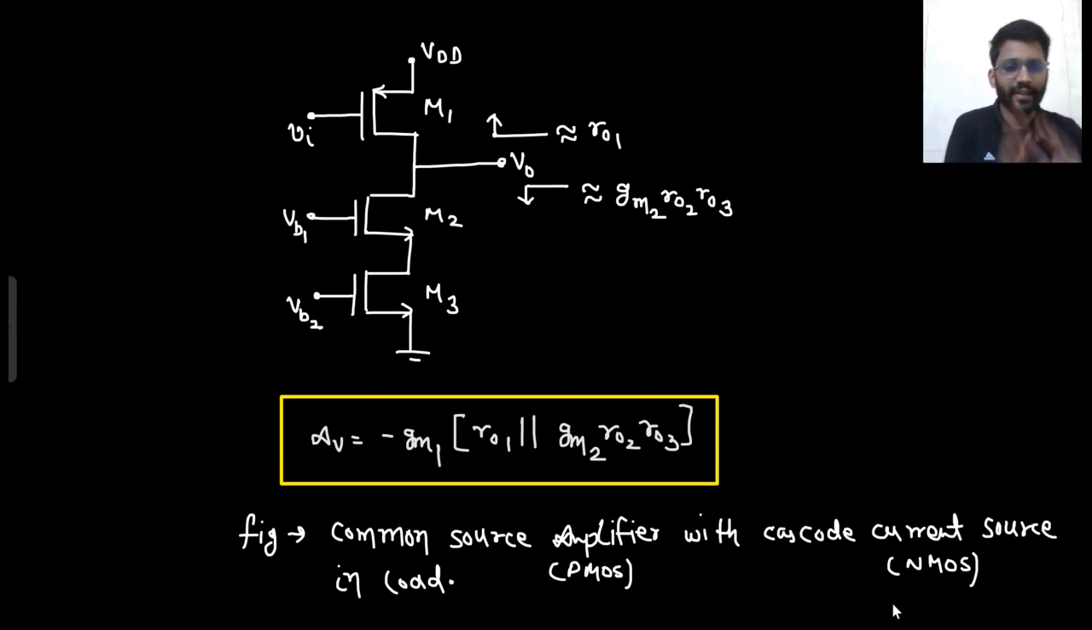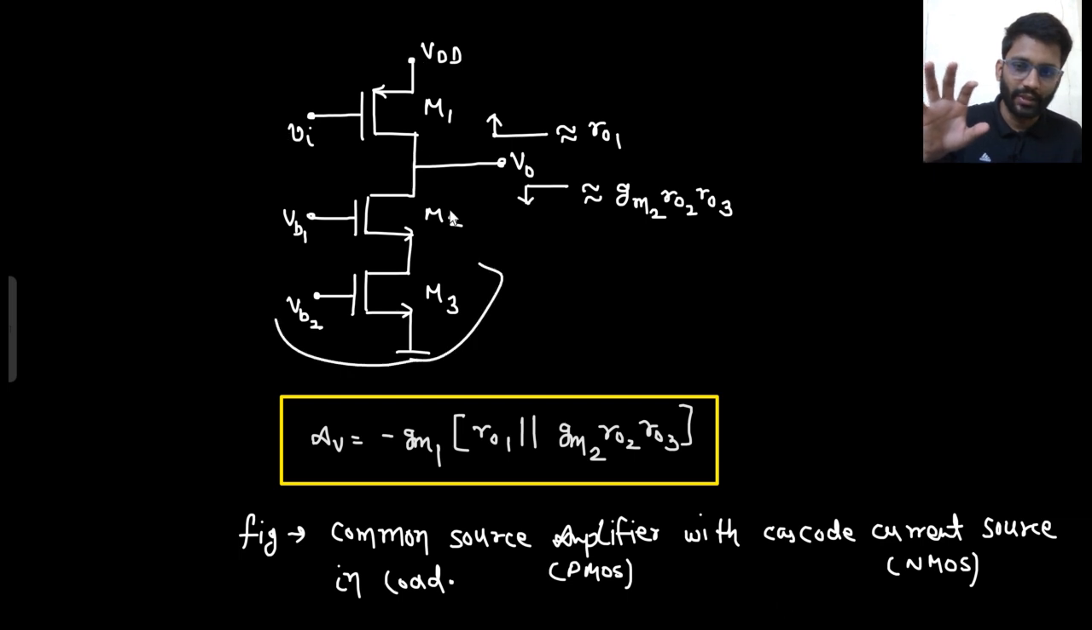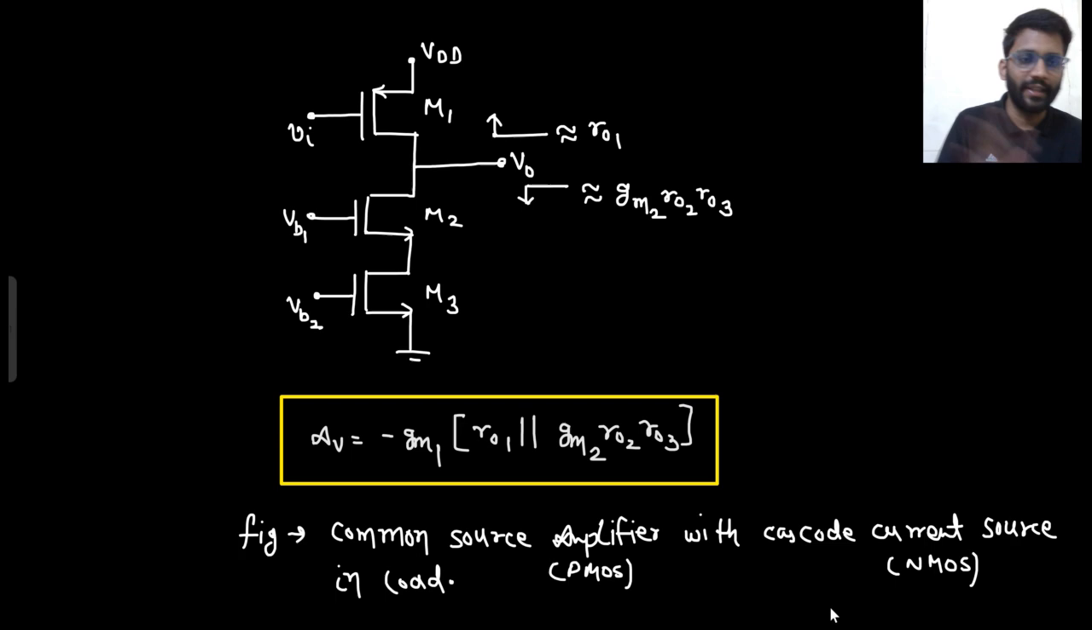For you as a GATE aspirant, what is important? You should know which configuration is known as what. This is a common source amplifier. This is a cascode current source. The second thing is you should be able to write the gain. I have told you multiple methods. I have told you the GMR out method as well.